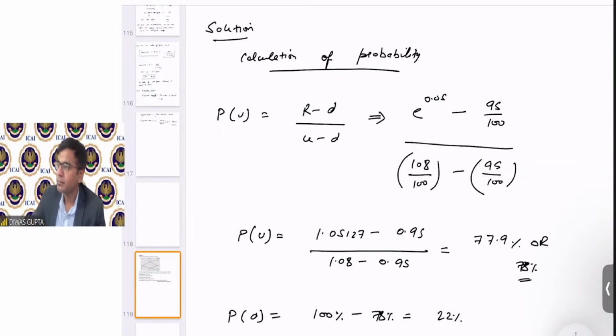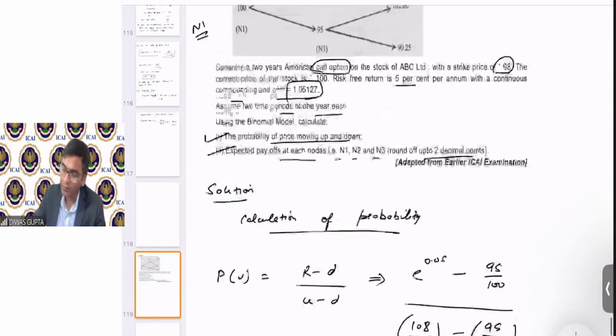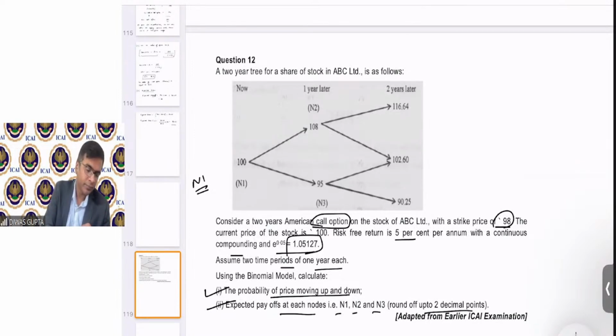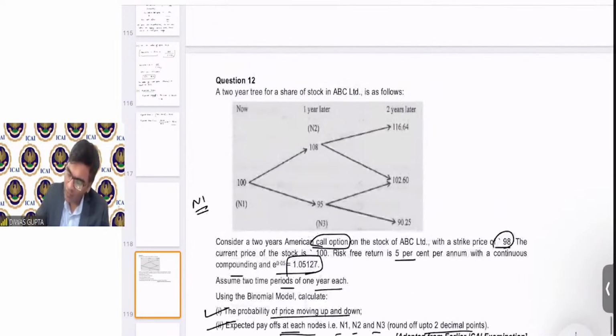Okay. So 78% is the probability that the prices are going to go up, and 22% is the probability that the prices will go down. Then the next step is the expected payoffs. So students, first of all, we will have to calculate the expected payoffs from the 2 years later point of view, then take a present value of it, right?